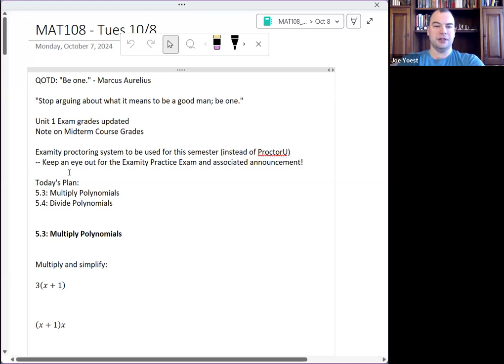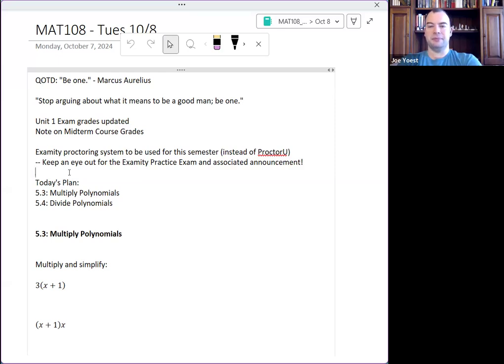I've used that for a few years now, and the automated system especially works great. Students very rarely have any problems with it. So I'm quite happy that we have Examity for one more semester, and we're delaying fully implementing ProctorU until at least next semester. Okay, and Examity will be used on all of the upcoming exams. We didn't do proctoring for the Unit 1 exam just because of the tech issues with ProctorU.